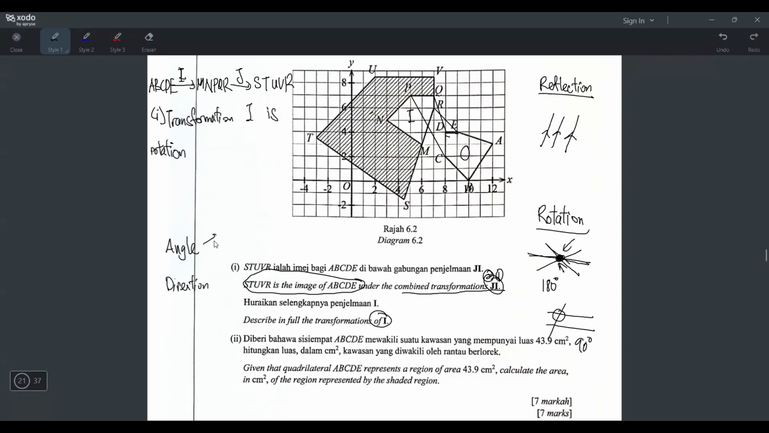Direction means, okay, angle can be 90 and 180. And then direction is clockwise or anti-clockwise. And then the last thing is you have to write the rotation center. Okay, and we have to find out the rotation center now.